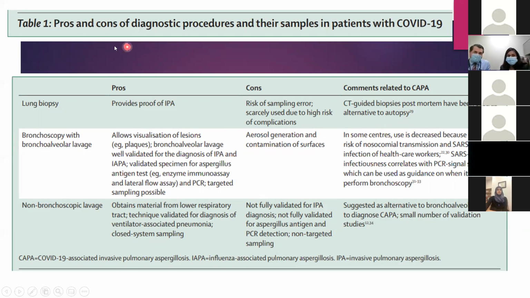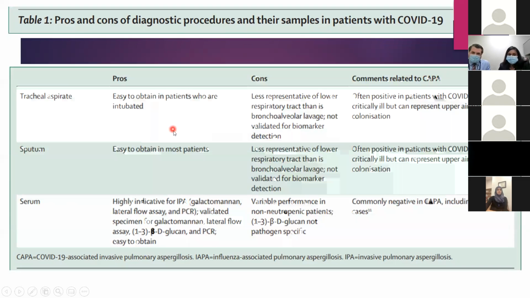Yeah, and I thought this was good because it shows the pros and cons of diagnostic procedures. So there are good things and bad things with each one. We're not going to go through each of them, but we just wanted to show that there are different ways to collect it, and there are different ways to test, especially galactomannan and PCR.